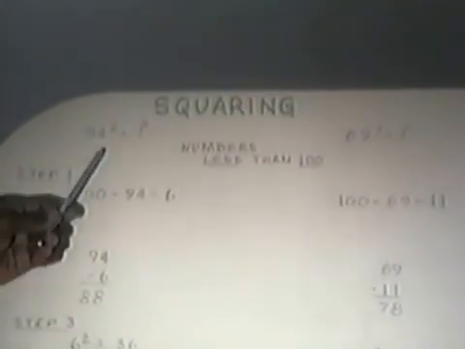Now, let's go and square some other numbers. Now we're going to square numbers that don't end in 5. Say, if I were to ask you what is 94 times 94, these are numbers less than 100. How do we do that? The first step, we find out what we have to add to 94 to make it 100. We have to add 6 to 94 to make it 100. Second step, we take the 94 and subtract the 6 from it, and we get 88.